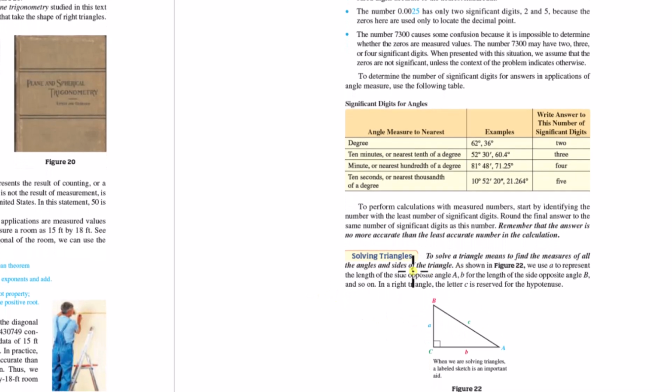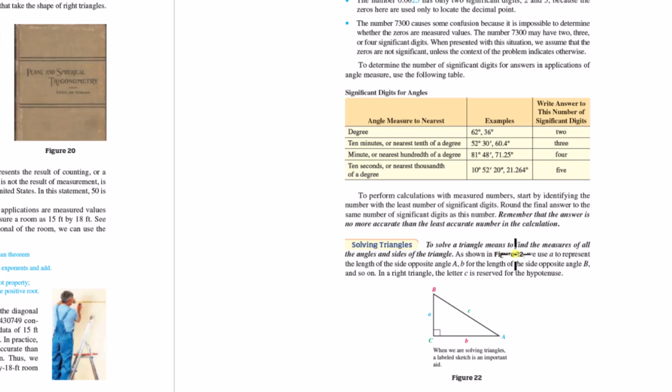So yeah, solving triangles. To solve a triangle means to find the measures of all the angles and sides of the triangle. That's the idea. And as shown in figure 22, we use lowercase a to represent the length of the side opposite angle A, lowercase b for the length opposite angle B, etc. So that's common convention. We talked about this in geometry, but you have angles A, B, and C, and then the side opposite each is the same letter but lowercase. So solving a triangle means you solve for all the angles and the side lengths.